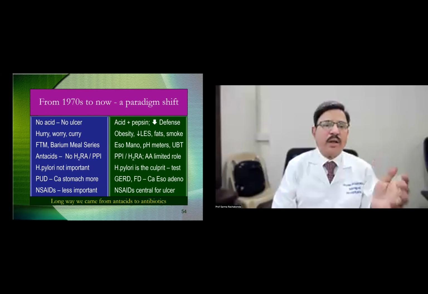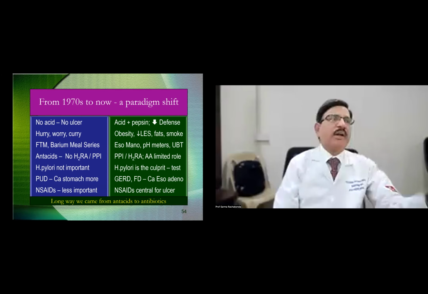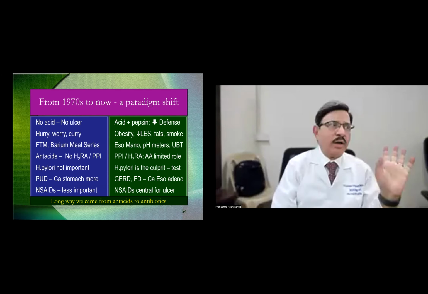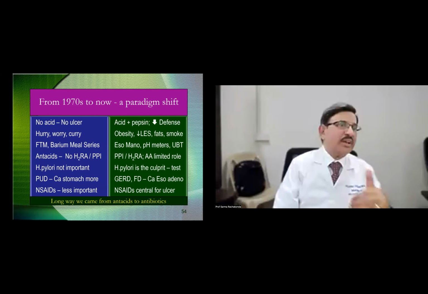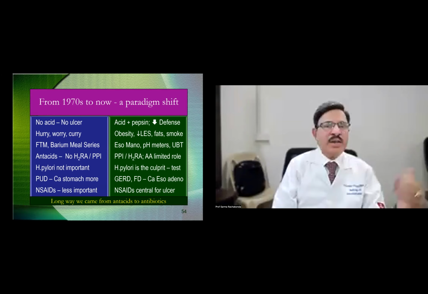Now, NSAIDs were not considered to play a role. There were not many NSAIDs also. At the most, Brufen was there. Diclofenac and others were not there. We had only aspirin, Brufen and paracetamol. We used to give Brufen and that was not considered. Now stopping NSAIDs has a central role in ulcer healing and is very essential.